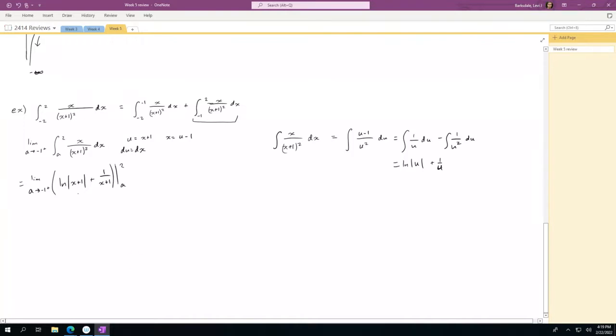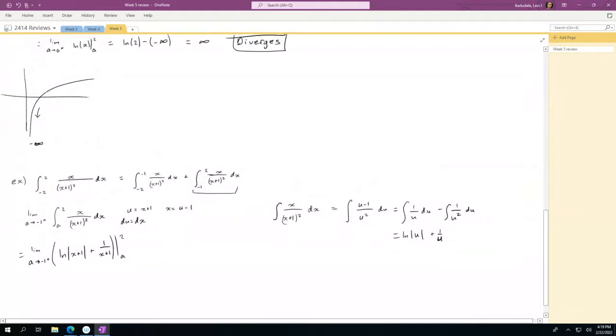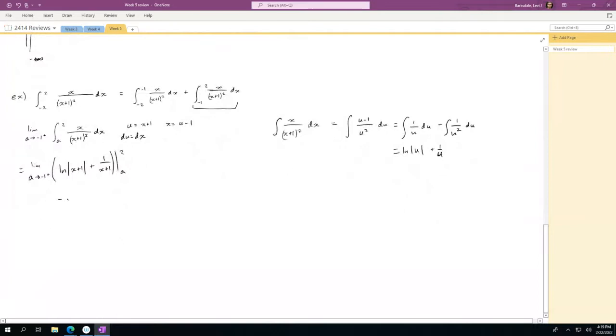Now, the issue here is when I let a approach -1, here this approaches the natural log of 0, and then approaching the natural log of 0 from the positive direction, again, is -infinity. So this portion gives us -infinity, and that automatically tells us that our whole integral is going to diverge.